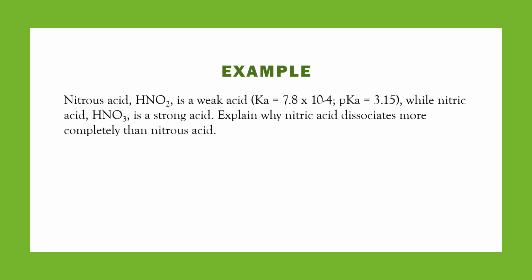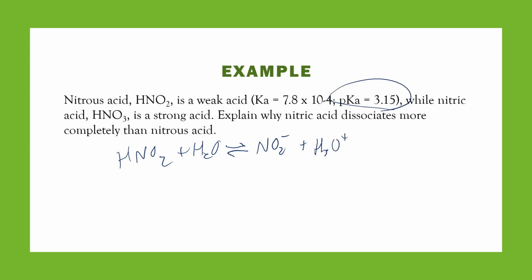Okay, so we have nitrous acid in this example. It's a weak acid, HNO2. In water, it will form NO2 minus and H3O plus, and they give you its pKa value and Ka value. While nitric acid, HNO3, is a strong acid. Explain why nitric acid dissociates more completely than nitrous acid.